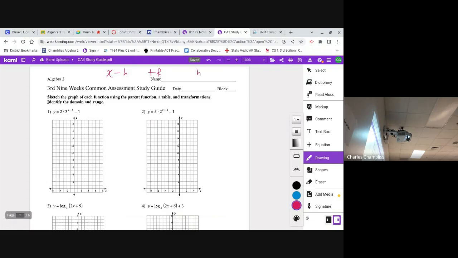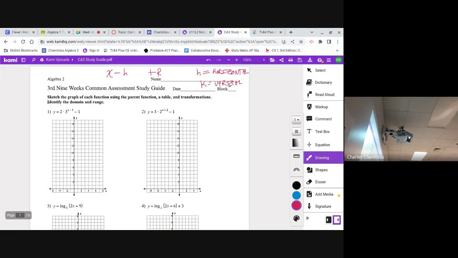H is horizontal shift, and k is vertical. So when you're looking at a question and it's talking about transformations, that's the things to look for. With these exponential ones, the x plus h is in the exponent and then the minus k or the plus k is afterwards.